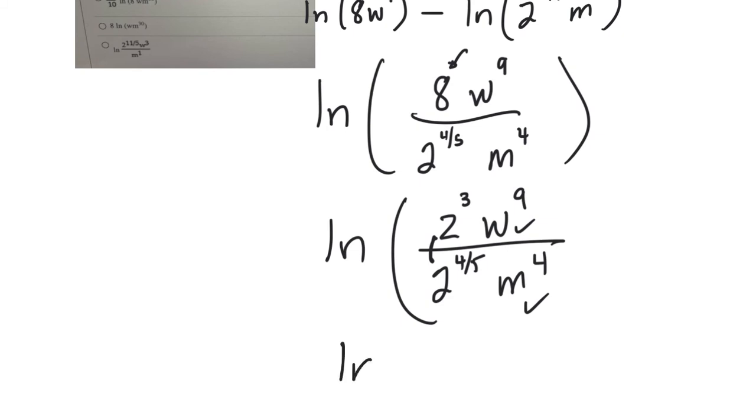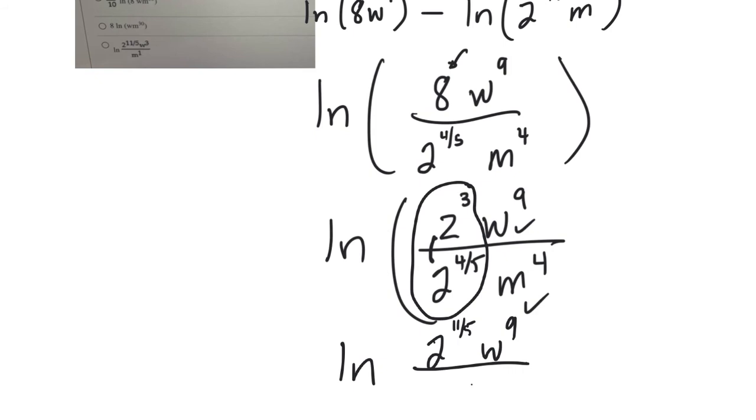So this would be the ln of, these two I've combined now to be 2 to the 11 over 5. And then the W9 stays on top, M4 on the bottom. That's a lot of stuff to keep track of. Let's try another one.